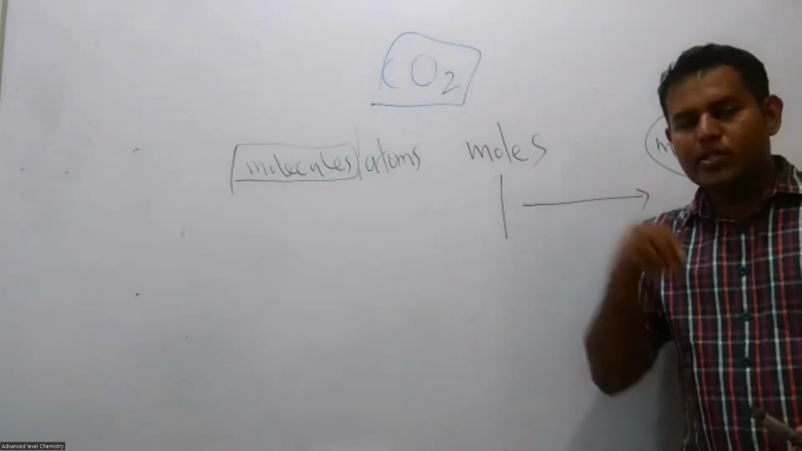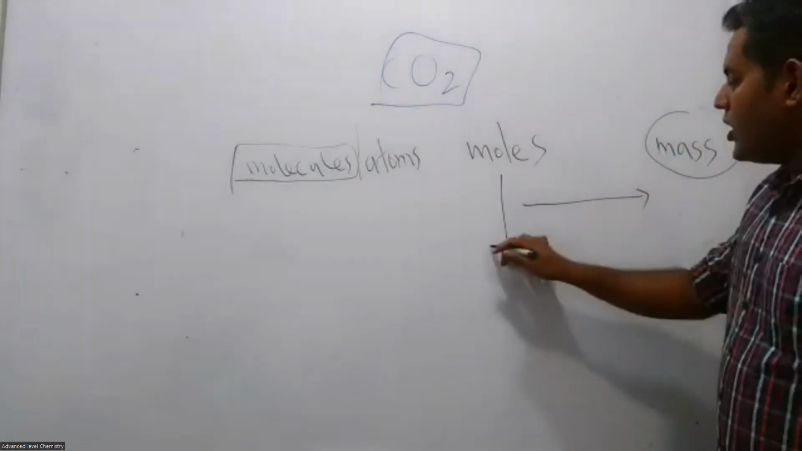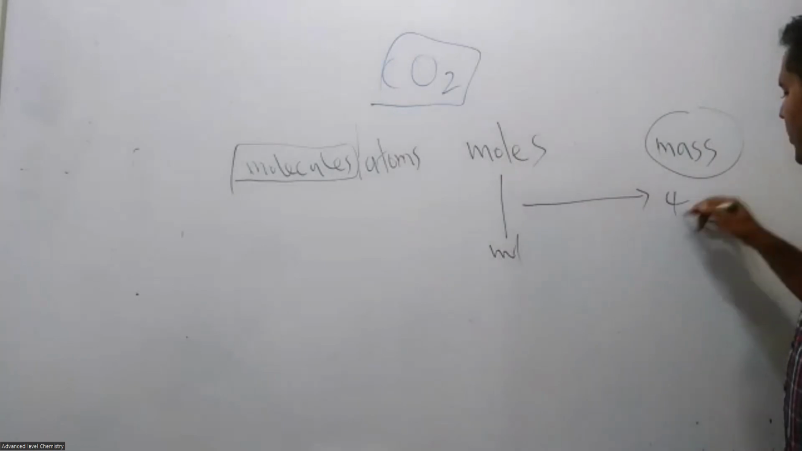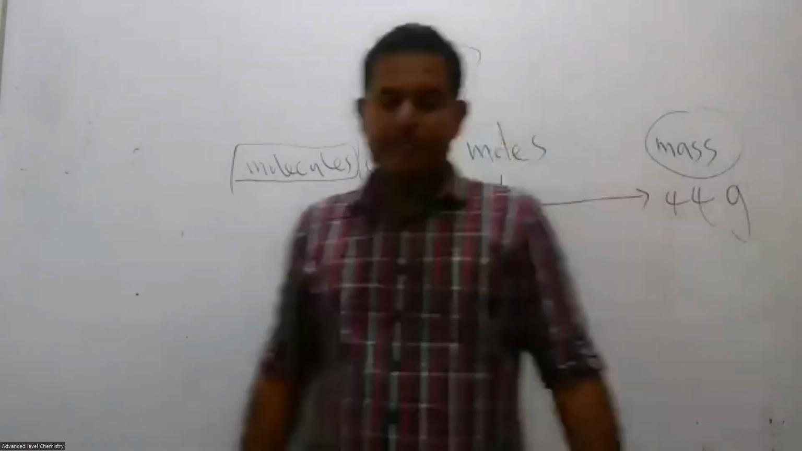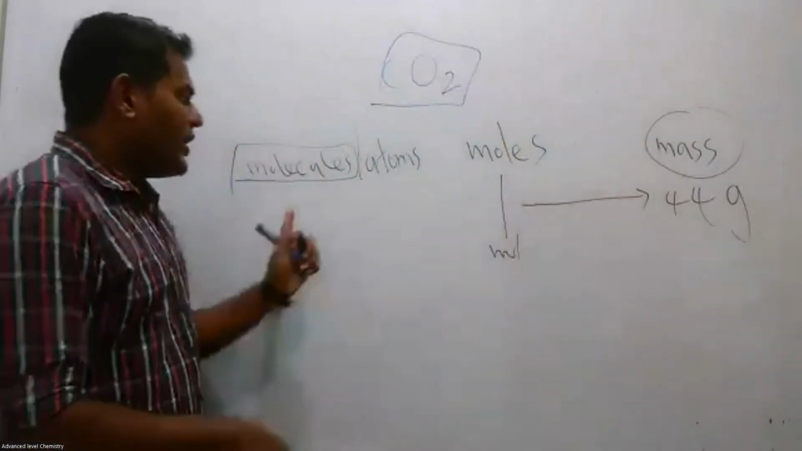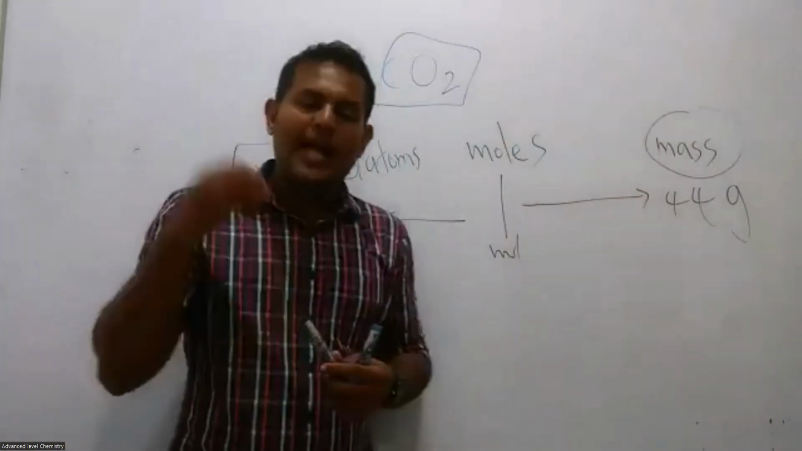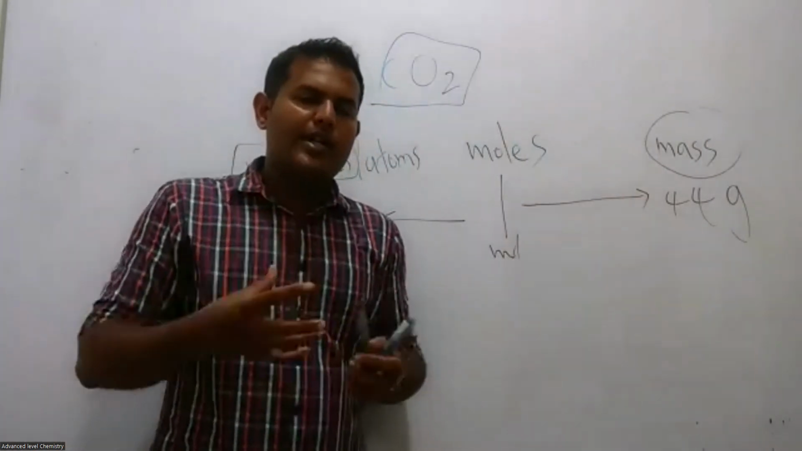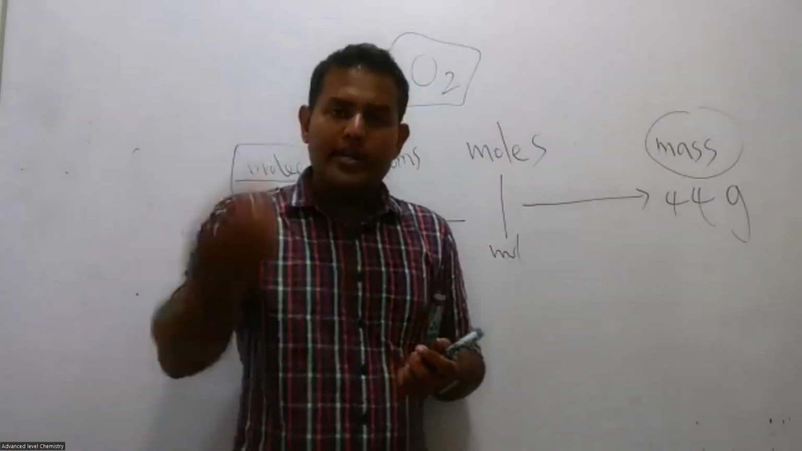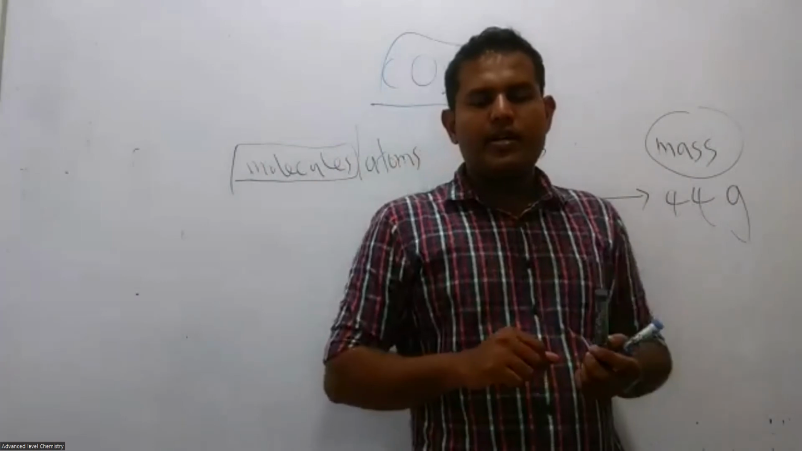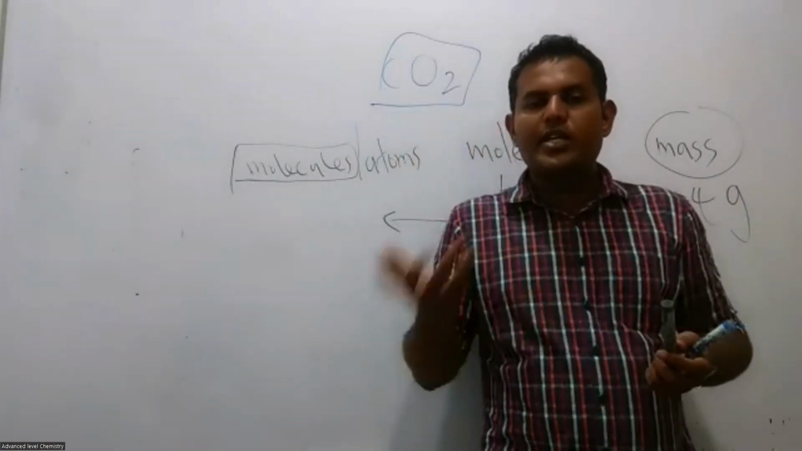You know carbon is 12, oxygen is 16 into 2; they will be giving the data. So 1 mole corresponds with 44 grams of carbon dioxide. Then 1 mole corresponds with how many molecules? For carbon dioxide we can't say how many atoms, because carbon dioxide is a molecule. But with sodium, I can ask how many atoms in 1 mole of sodium. For carbon dioxide, the question should be how many molecules in 1 mole.